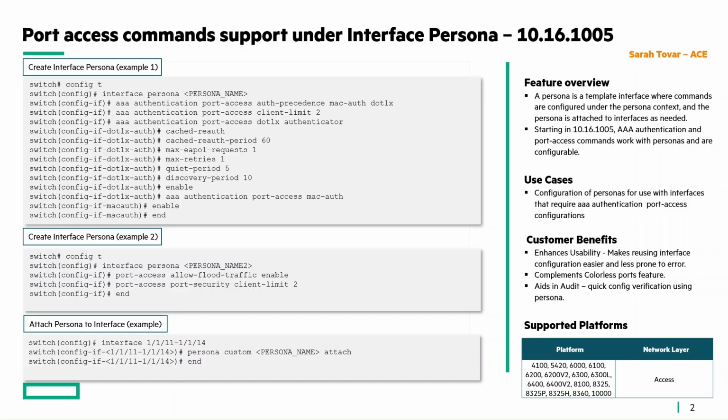So when you create an interface persona, there are a few examples shown here. Creating the persona itself does not change. That is still done by going into the config mode, typing interface persona, and then selecting a name. But what is different is you will now see AAA authentication port access commands available and port access commands. As shown here, there are a few examples of the most common configurations in examples 1 and 2. And attaching a persona to an interface does not change. That is still done the same way. You go into the interface config, then simply attach the persona that you wish to attach.